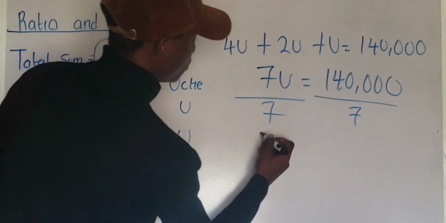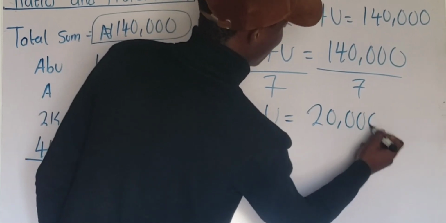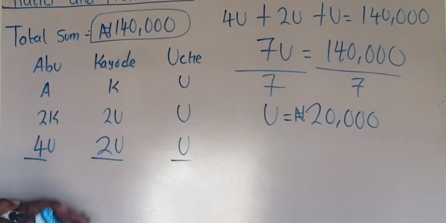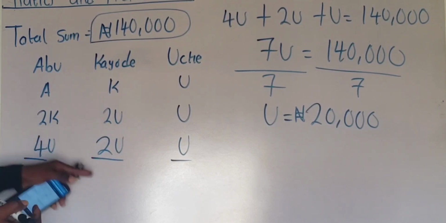So for this, I'm going to have U equals 20,000. Therefore, Uche's share is equal to 20,000 naira. Now, having gotten the amount of Uche's share, we can easily determine the amount of Kayode's share.